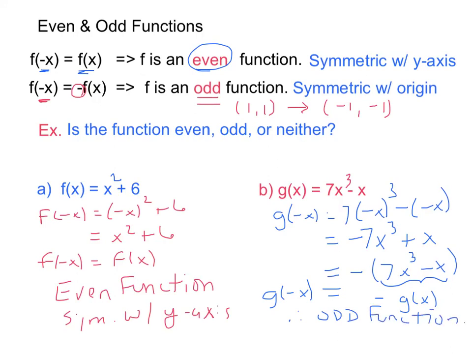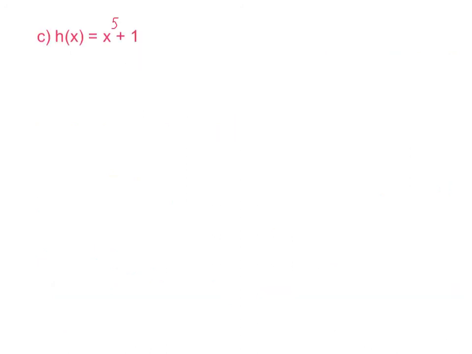So when I evaluate my function for the opposite of x, or negative x, and simplify, if I end up with the same function I started with, that tells me it's even. If I end up with the opposite, or the negative, of g of x, then that tells me that the function is odd. How about h? See if you can do h of x. Maybe pause the video, try this one, and then look at the solution.